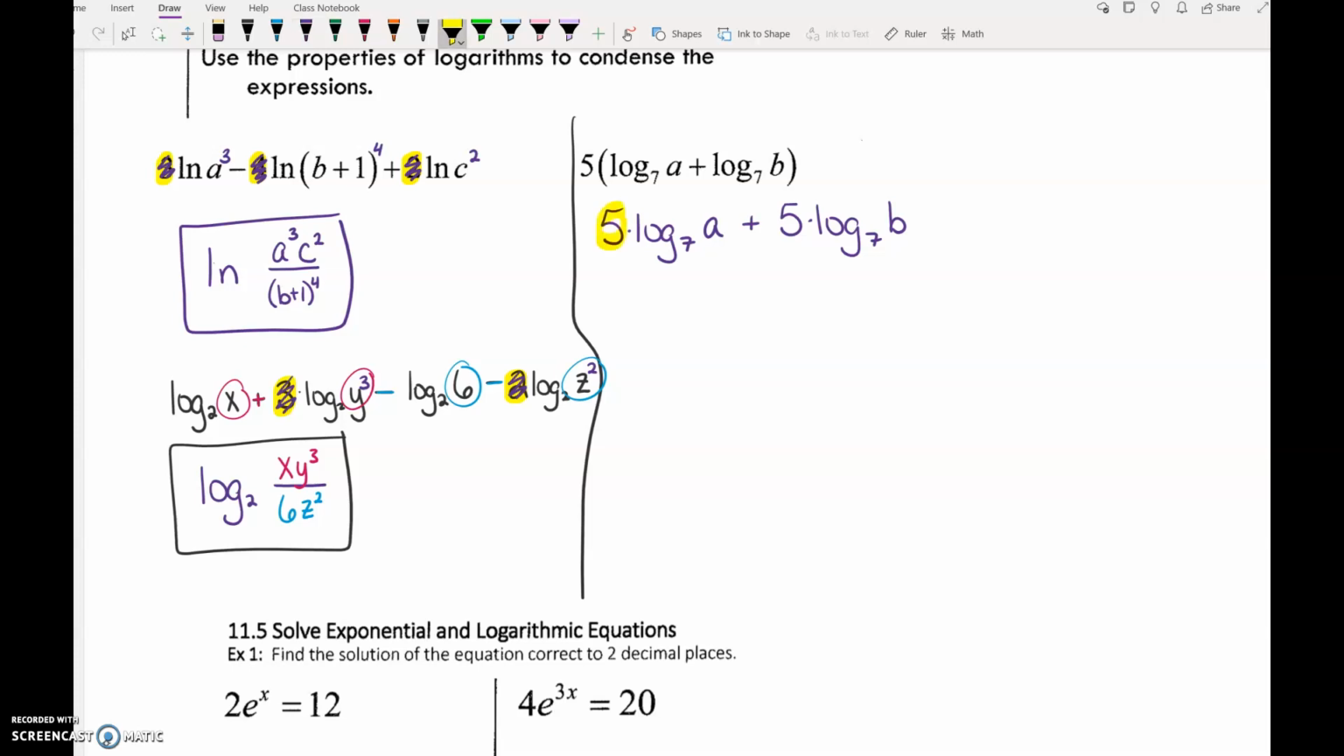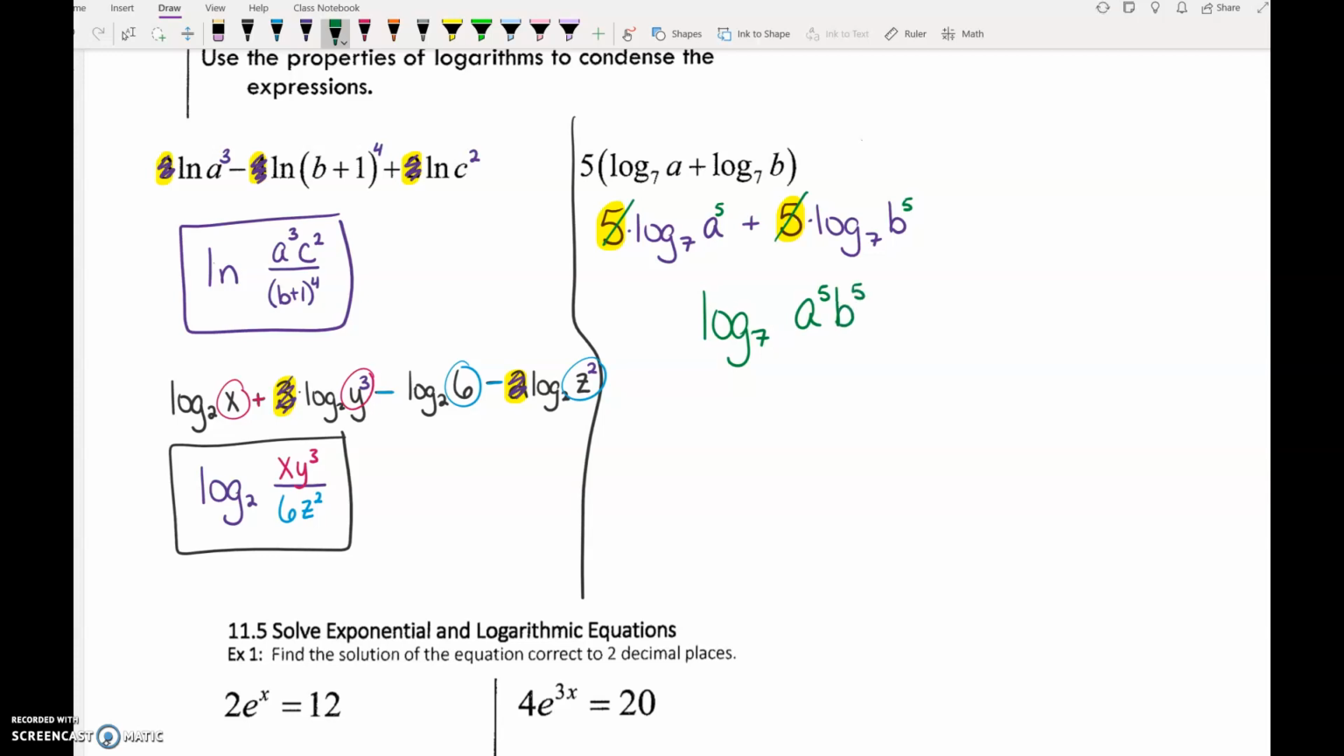Then we know that this coefficient becomes an exponent. So that's really a to the 5th and b to the 5th. And then if we write it as 1, we've got log base 7. I don't see any subtractions, so there's not going to be a division symbol. It's going to be a to the 5th, b to the 5th.